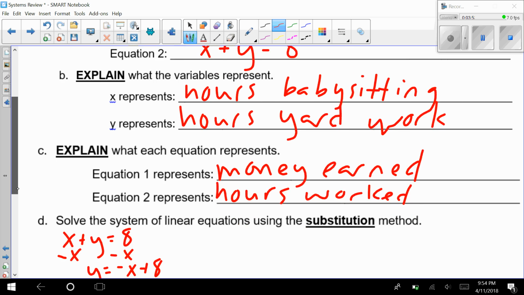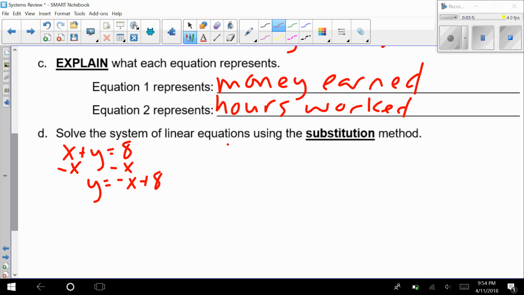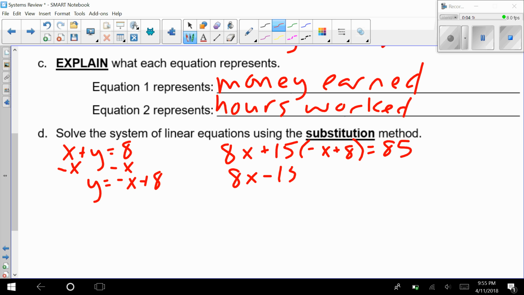That's 8x plus 15y equals 85. So replacing y: 8x plus 15, instead of y, we're going to write negative x plus 8, equals 85. Now we're going to solve for x. First, we should distribute the 15. So negative 15x plus 120 equals 85. Now we'll combine our like terms.